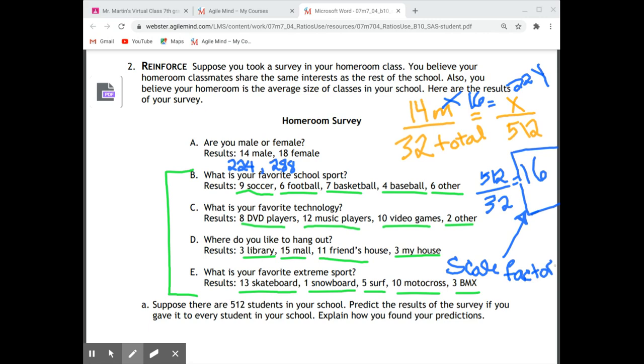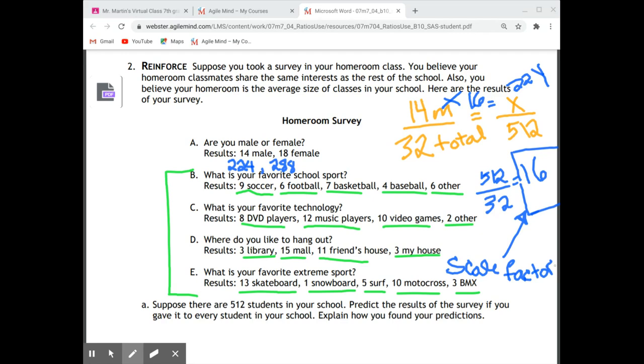So we would see how much we needed to enlarge each amount by in order to figure out a prediction for the entire school. So to get a prediction for the entire school, what we do is we take 32 times 16 to get 512. So that means that everything in here has to be multiplied by 16 in order to find out our prediction.